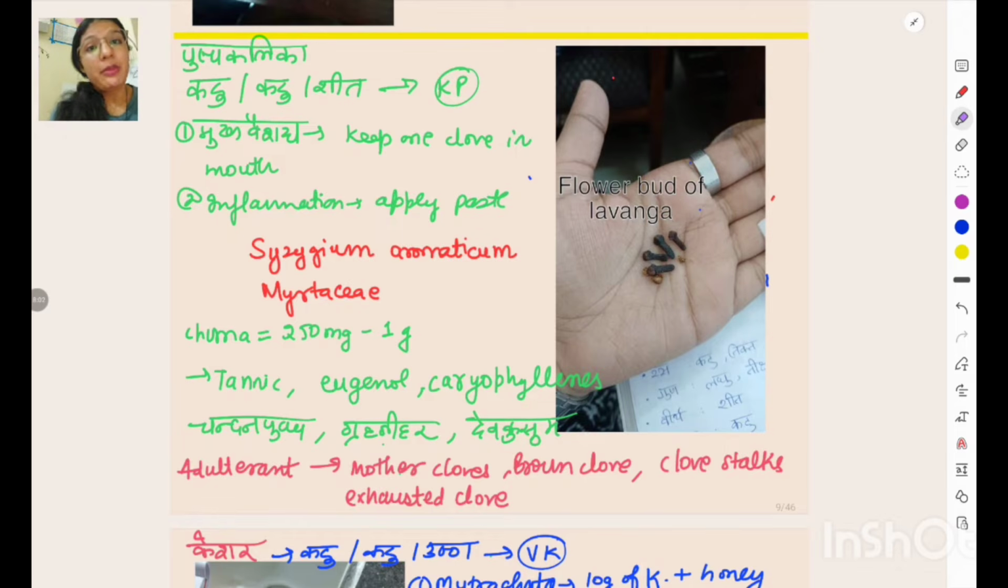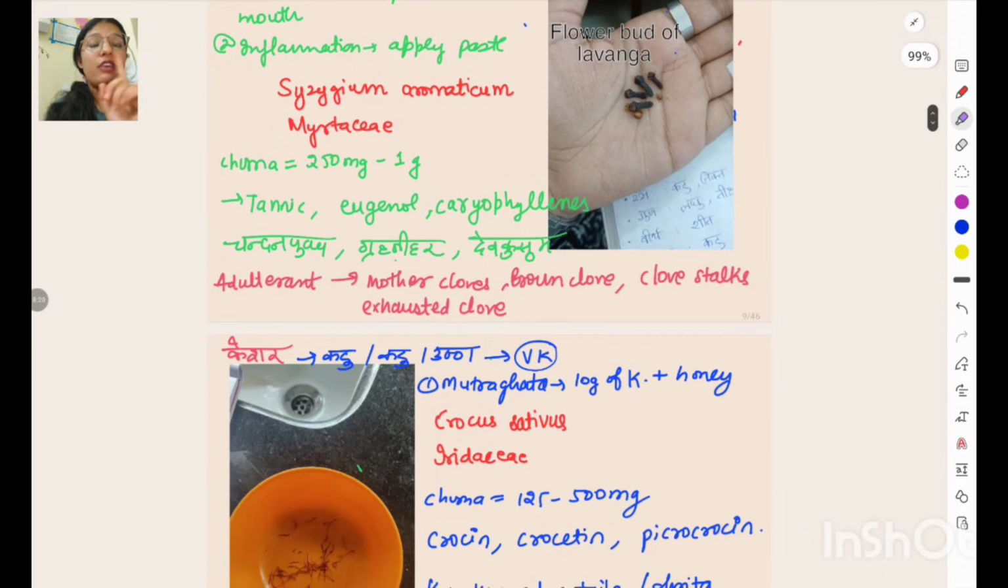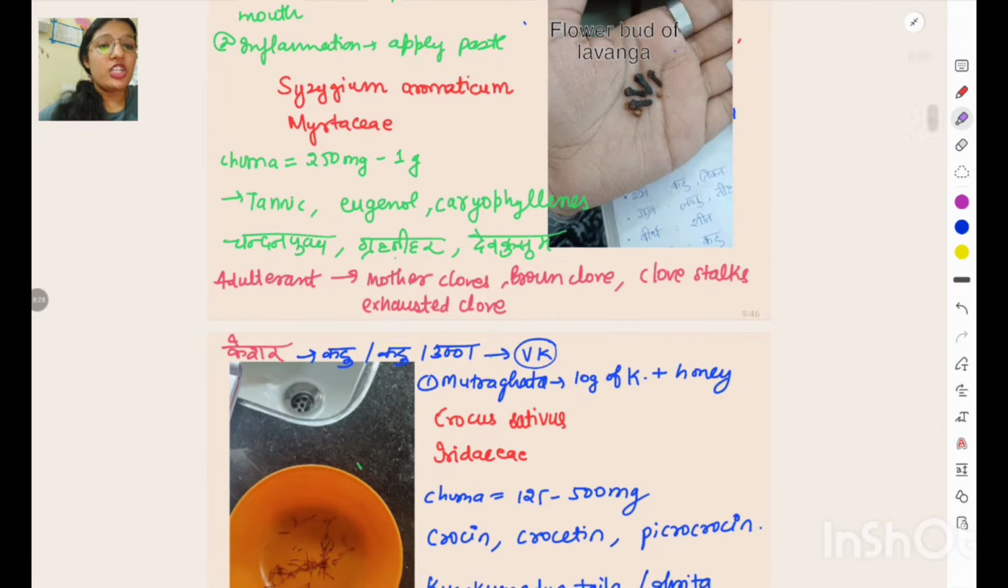You have to comment to me one plant that belongs to the same family Myrtaceae and whose Agrya Karma is dash Vata Jananam, like it will increase the Vata. You have to comment to me the botanical name of that plant. Okay, adulterant is very important for Lavanga. The adulterant is mother clove, brown clove, stalk or exhausted clove which doesn't have any essential oil.